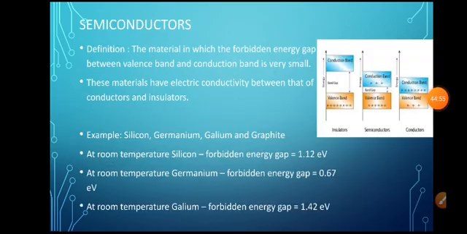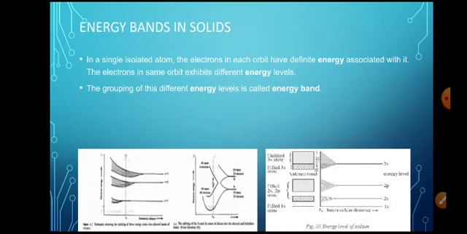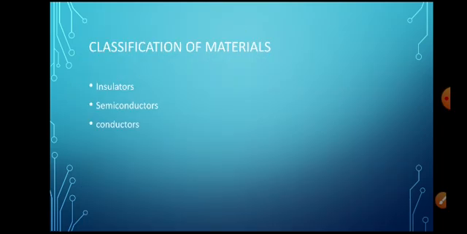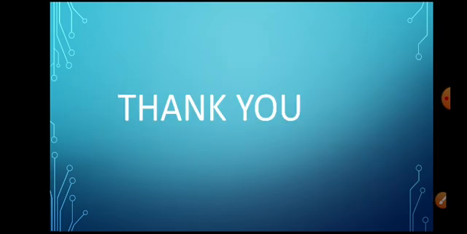So here we discussed the basics of electronics, the fundamental concepts of electronics: conduction band, valency band, forbidden energy gap, Fermi level. Based on this forbidden energy gap and energy levels, materials are divided into insulators, conductors and semiconductors.